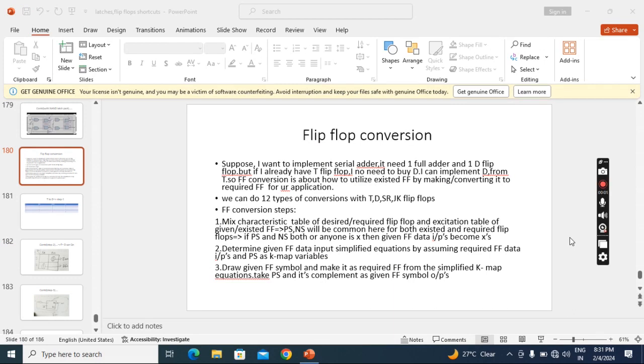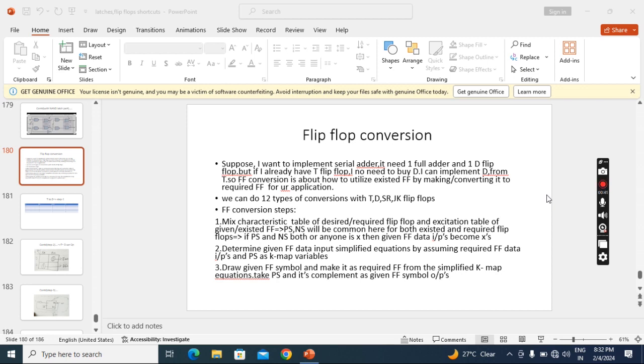In this lecture we'll discuss flip-flop conversion, the necessity of flip-flop conversion, that is why we are doing conversion, and we will discuss the flip-flop conversion process also, the steps. First we'll see the necessity. I will give you one example. Suppose I want to design a serial adder. I want one full adder and one D flip-flop. I have a full adder but I don't have a D flip-flop, I have a T flip-flop. So in this case, what are the options?